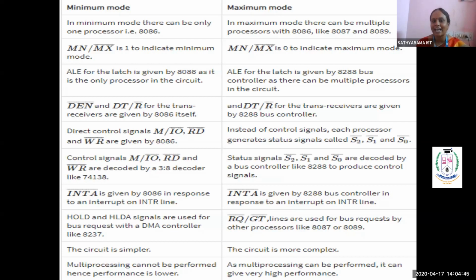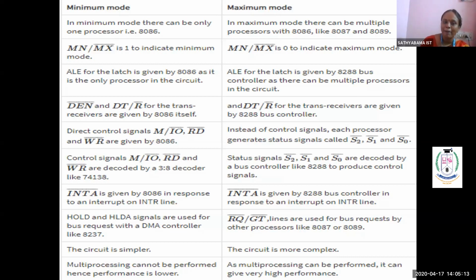Okay, so here ALE will be decided by 8086, but here ALE will be decided by the bus controller. We told you 8288 will take care of the ALE, and it decides the bus control operation. Then how to connect all the multiple processors will be decided by this bus controller unit. And here DEN bar and DT/R are all decided by 8086, but here DEN bar and DT/R, data transmit and receive, are decided by the bus controller.